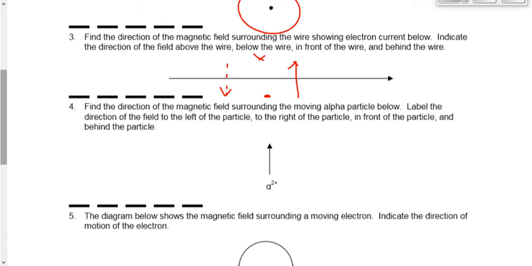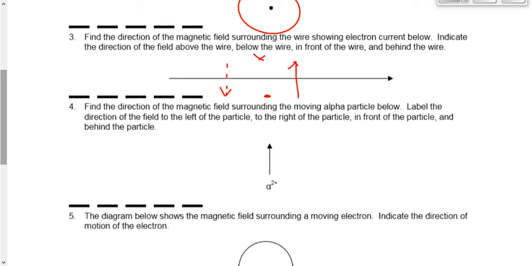What do you notice about this question that's a little bit different than all the other questions that you've done thus far? Yeah, and that means it's positive, right? If it's a positive particle, what do you got to do differently? Yeah, use the right-hand rule for wire grasp rule. Thumb, right thumb in the direction of the particle, which is toward the top of the page.